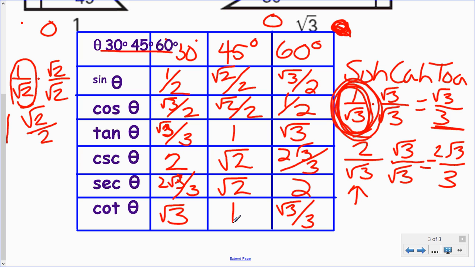All right, so now we have the 6 trig ratios for our special angles, 30, 45, and 60-degree angles. We will actually use these values a lot, and you will come to know them and have them memorized as we get into the unit circle.